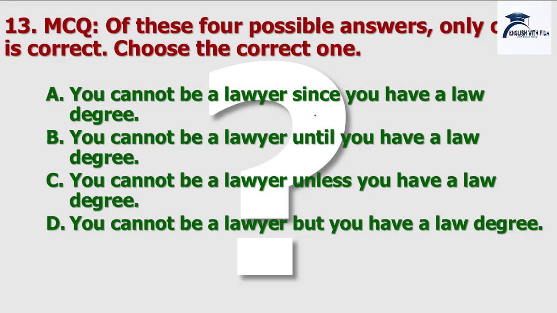You cannot be a lawyer since you have a law degree. You cannot be a lawyer until you have a law degree. You cannot be a lawyer unless you have a law degree. Until is used when time is mentioned. This is the duration of an action to be completed. Unless, so in this option you will go for option C. You cannot be a lawyer unless you have a law degree.